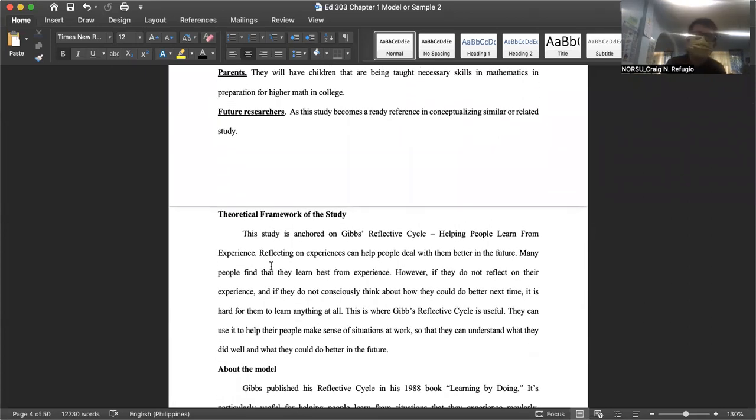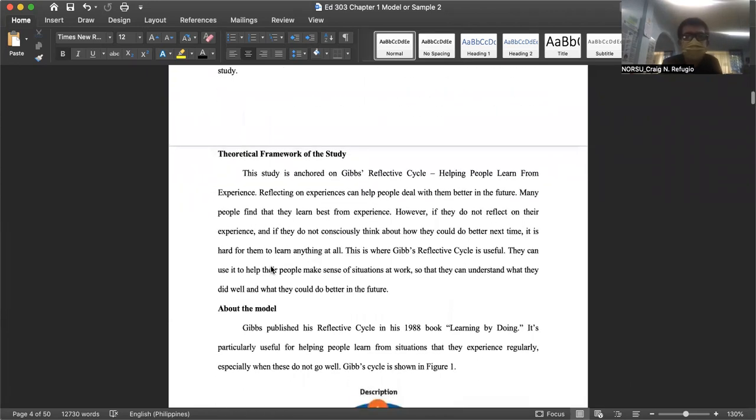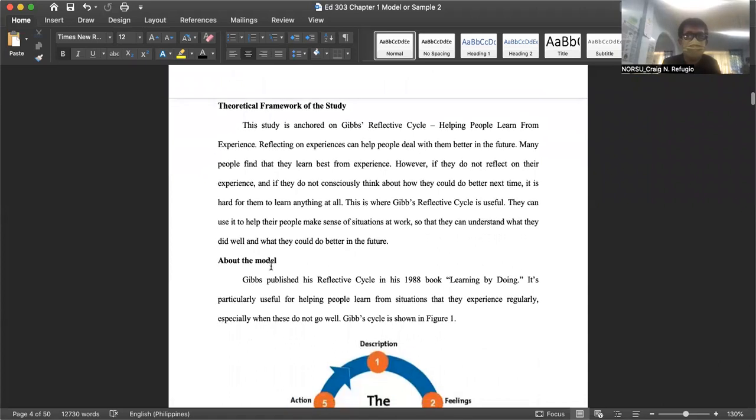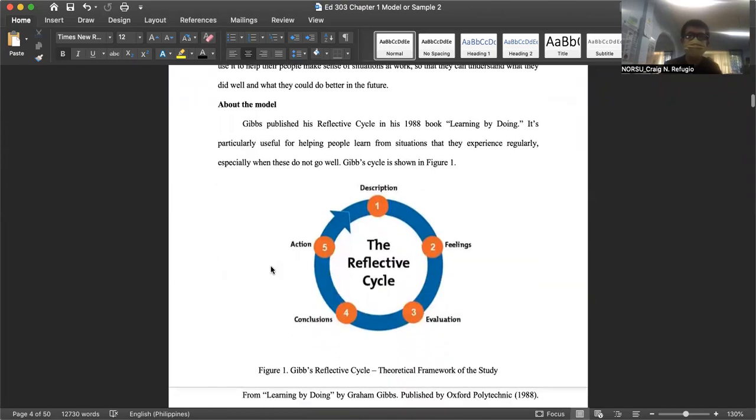The theoretical framework, we discussed that one already in many consultation periods, so I'll skip that one. Remember that you are going to copy the theoretical model for this, but you are going to justify why this model is applicable to your own research proposal.